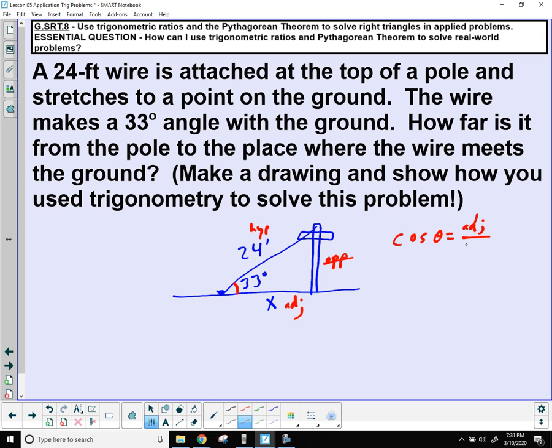So plug in what you know. So cosine, oh boy, try that again. Cosine, oh man, this slate I borrowed is not really cutting it for this.